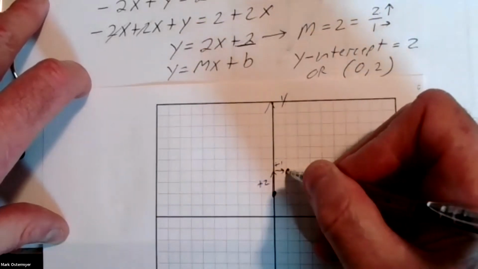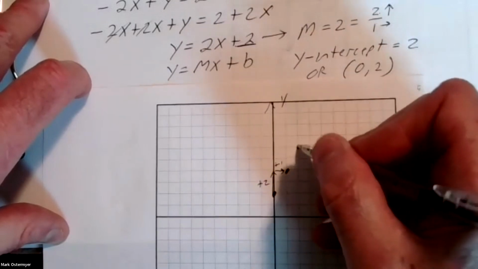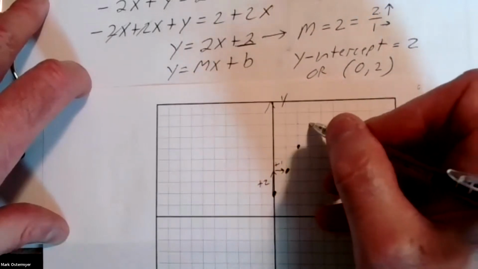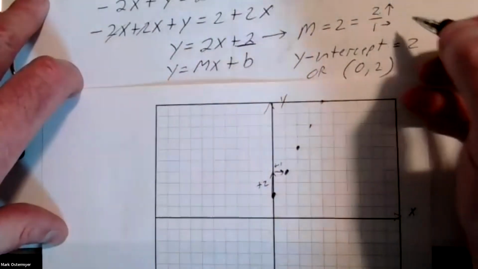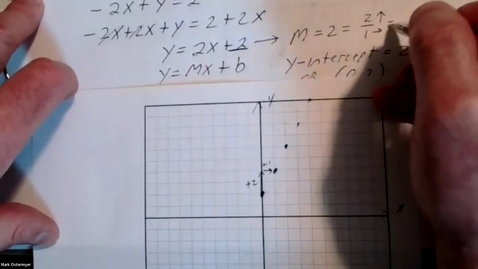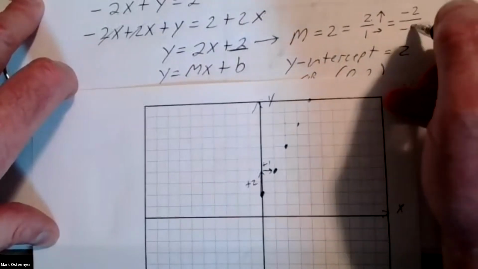We could do that again, a rise of 2, up 2 over 1 to the right, up 2 over 1 to the right. You can do this to the end of time. Another way to think of your slope is instead of being 2 over 1, you could think of it as being negative 2 over negative 1.